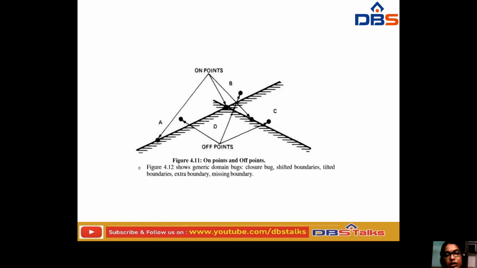So if you observe the key point here, what is a generic domain bug? If a generic domain bug arises, it can be shown such that the closure bug will be a shifted boundary and a tilted boundary. And in this figure, we can bifurcate how the mixed boundary looks.